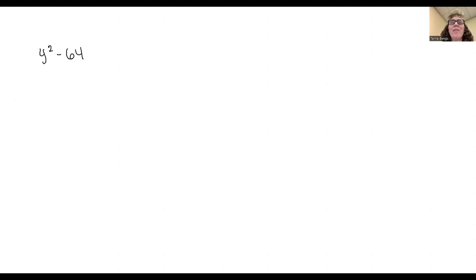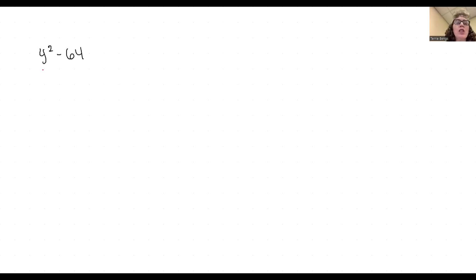Hi, this is Terry, and in this video, we're going to be factoring the difference of two squares. So we're going to look at our problem here. We have y squared minus 64, and when we say factoring the difference of two squares, difference just means subtraction. And so we can see that right here in our problem right off the bat. We have a minus between two different things.